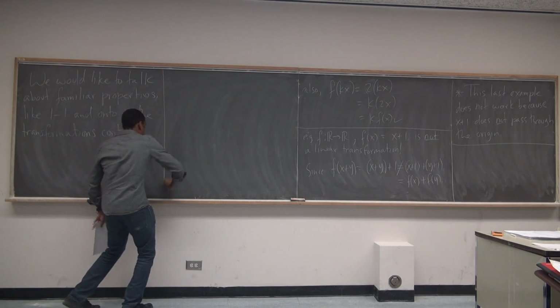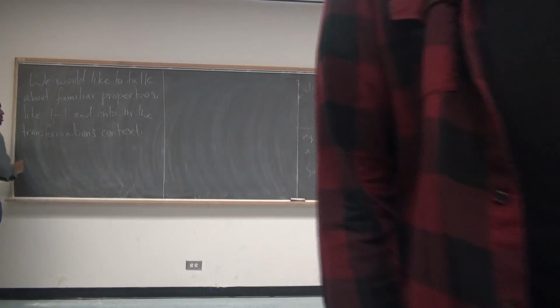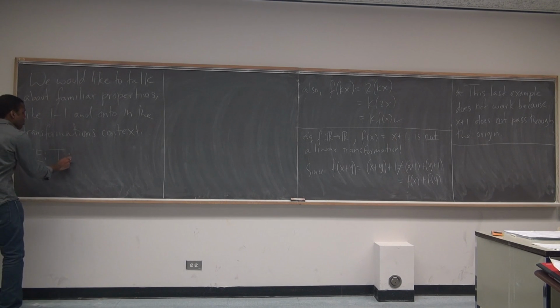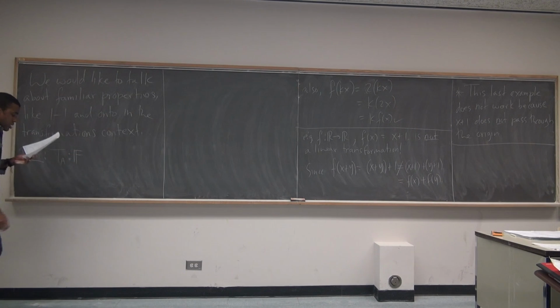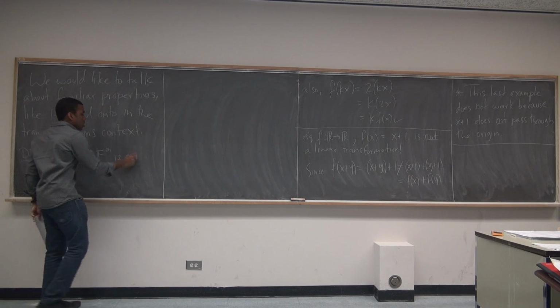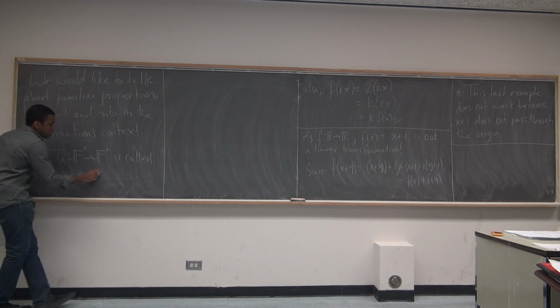Let's figure out how we're going to do that. Definition. We're basically going to use the same definitions as functions. So T_A from Fn to Fn is called one-to-one or injective.